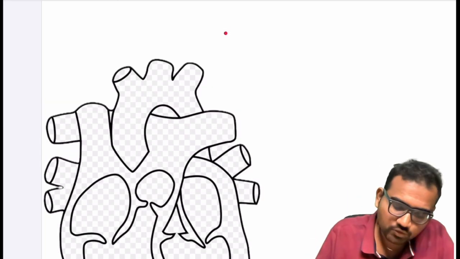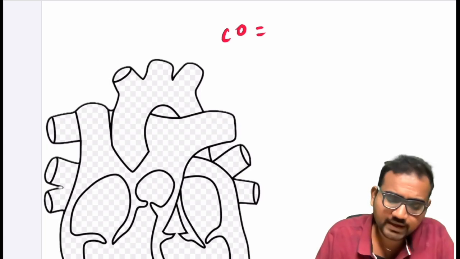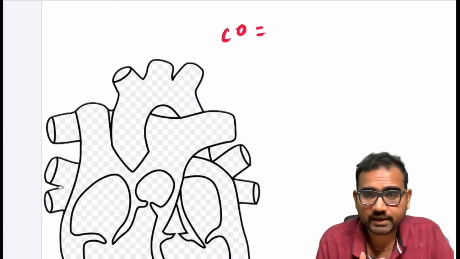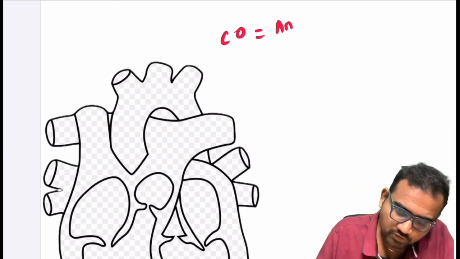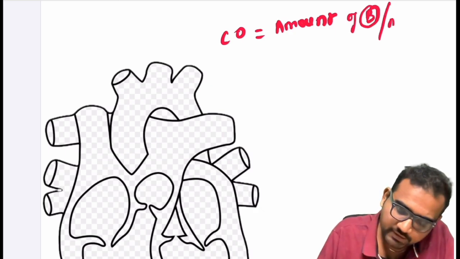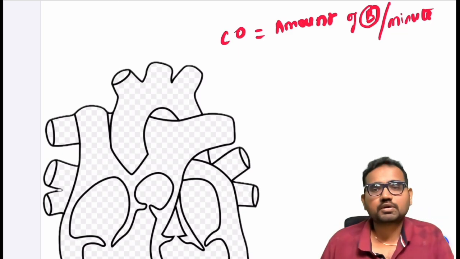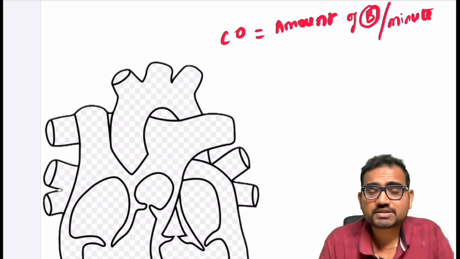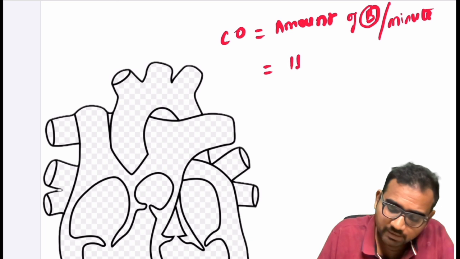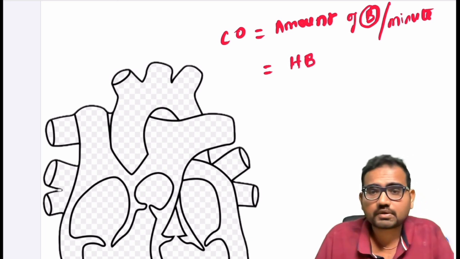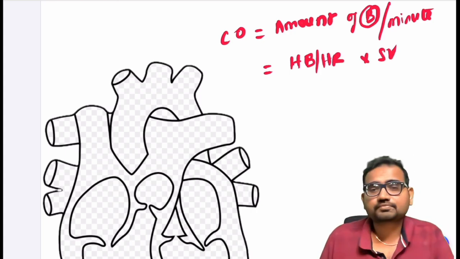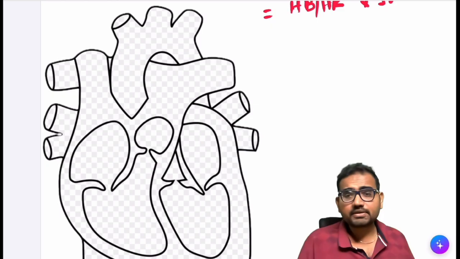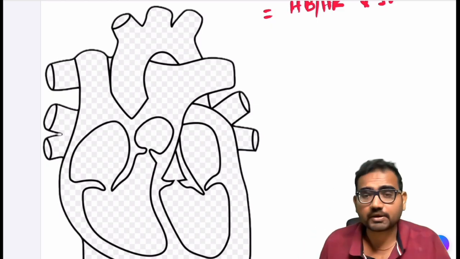So we will talk about what is cardiac output. Cardiac output is the amount of blood pumped by the heart per minute. How is cardiac output calculated? It is calculated by multiplying the heart rate by the stroke volume. So what is heart rate? Heart rate is heartbeat per minute.